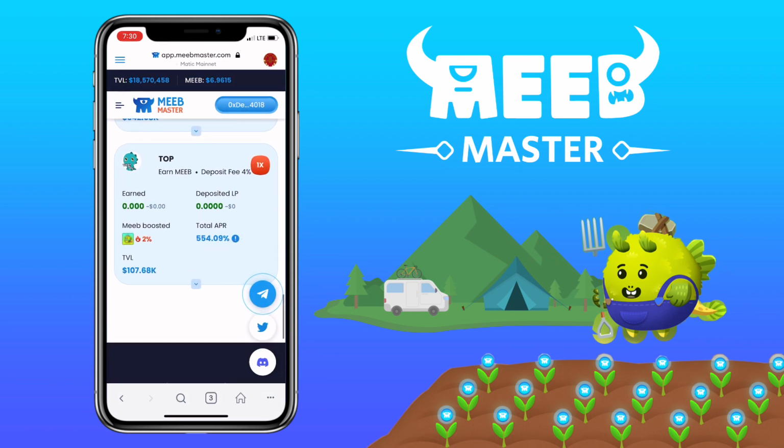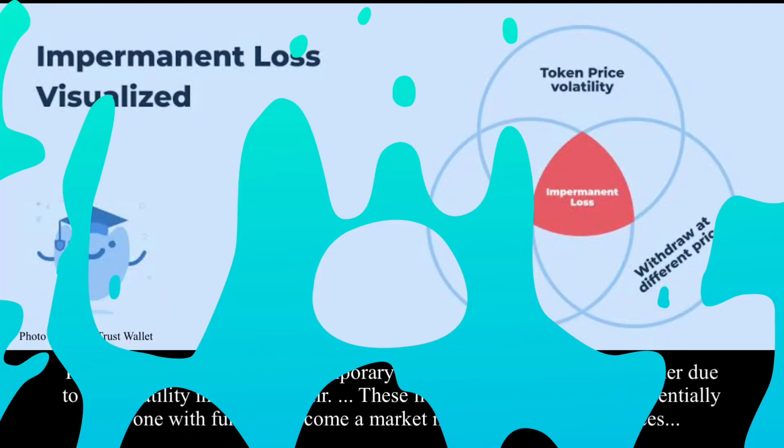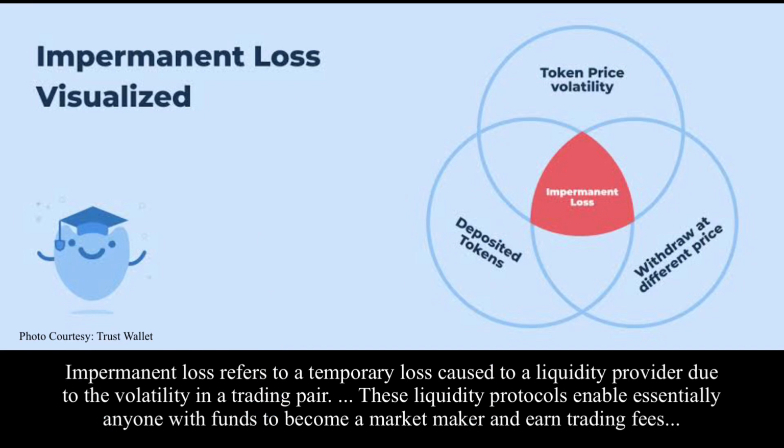By the way, just a friendly reminder, please be aware of impermanent loss. Impermanent loss refers to a temporary loss caused to a liquidity provider due to the volatility in a trading pair. These liquidity protocols enable essentially anyone with funds to become a market maker and earn trading fees.